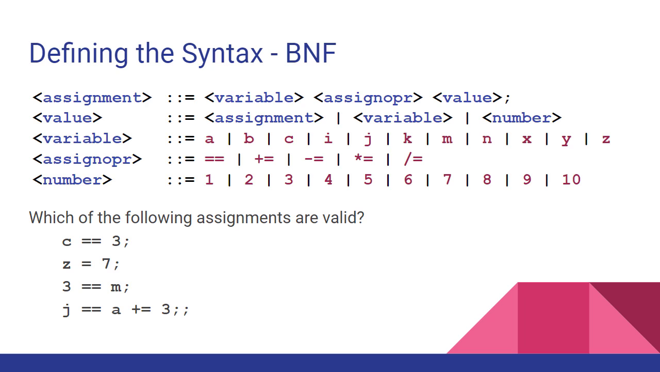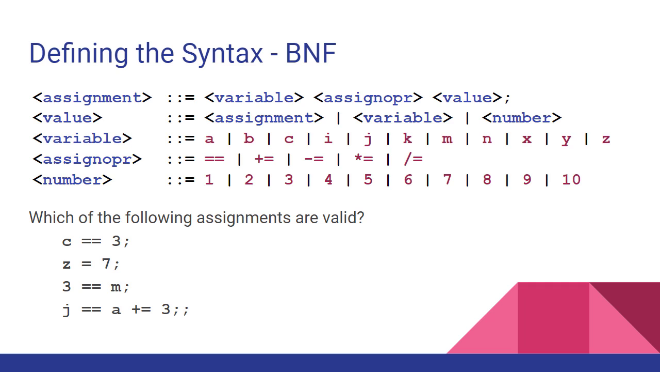Well, the first statement, C equals 3, we have C is a valid variable, the double equals is a valid assignment operator, and the 3 is a valid value. It's followed by a semicolon, so it's correct. Now the second example, we have Z, a valid variable, but the single equals is not a valid operator in this syntax, so that's syntactically incorrect. In the third case, 3 is a valid number, but it's not a valid variable, and according to our syntax, we have to start our assignment with a variable, so that's not valid syntax.